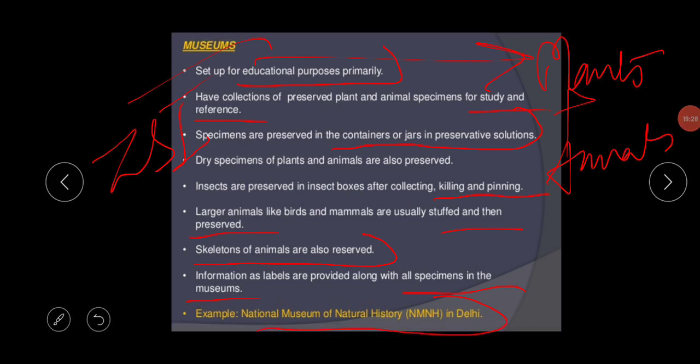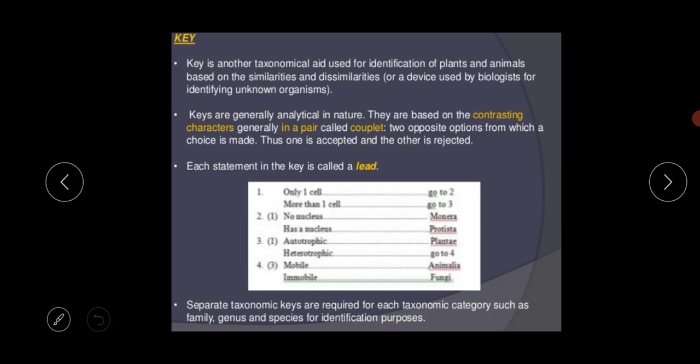Next, museums provide information not only about the local fauna and flora but also of other areas. They are used to deposit type specimens whenever new taxa are described. So they are important centers for taxonomic studies, like important members of various taxa, their important characteristics, study and identification of various organisms. Next thing is the key.